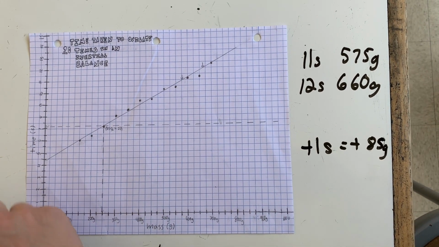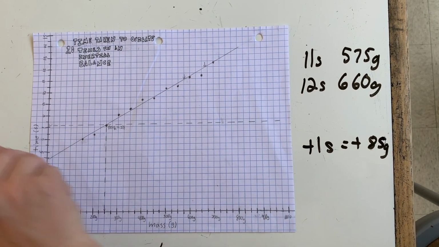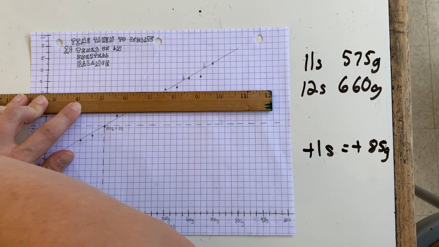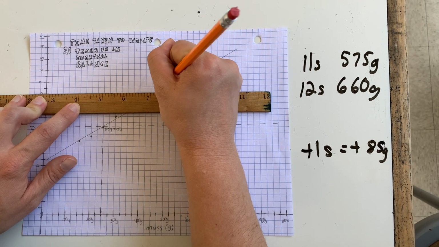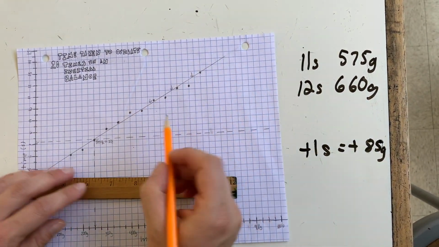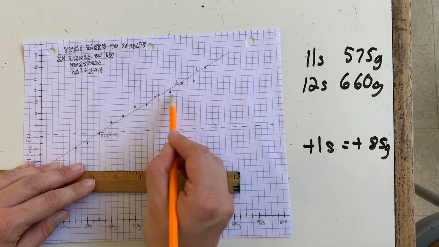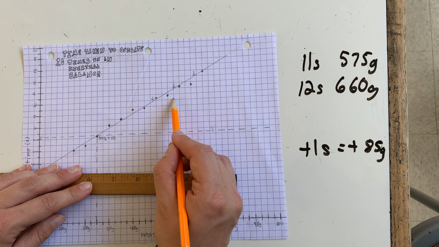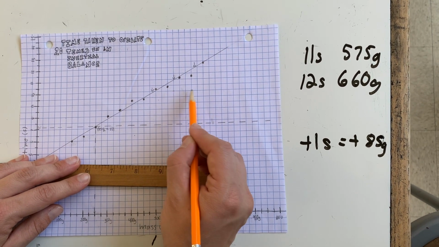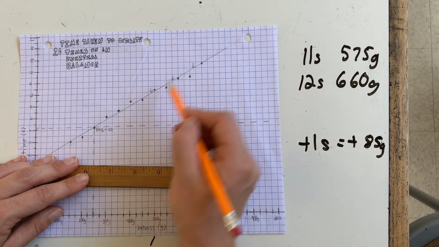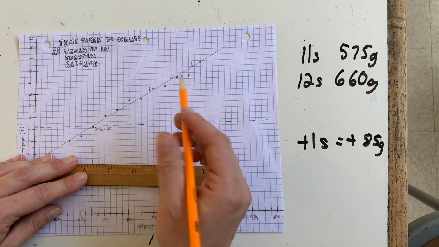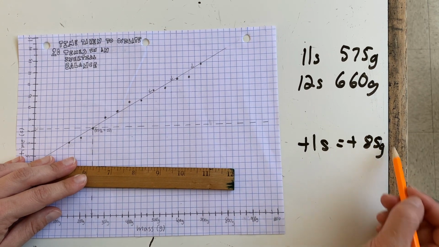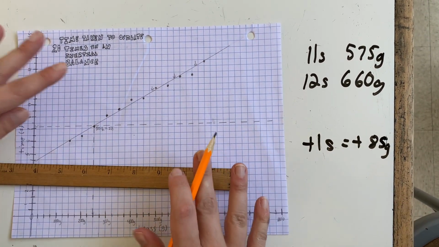If I look a second before that, if I go to 10 seconds on this, which is right here, what you can see is that the distance between here and here, between 10 and 11 seconds, is the same as the distance between 11 and 12 seconds. And that's true for every 1 second interval along this line. So as I move 1 second, I'm always adding about 85 grams in mass, at least on this graph.